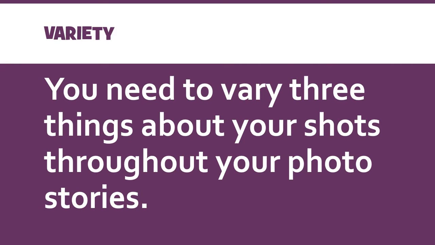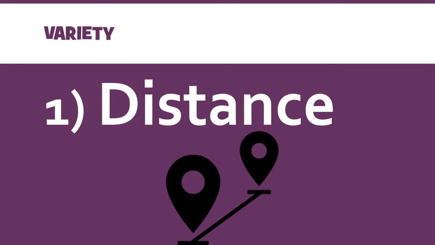Just as a reminder, you need to vary 3 different things about your shots as you go through your photo stories. So as you're out in the field taking pictures, keep in mind that you need a good diversity of shots in the following 3 areas. 1, you need to vary up distance, and that is how close you are to the subject you're taking a picture of. This can be close shots, medium shots, crash shots, which are close up on the face of the subject, or far distance shots that capture a scene or setting.